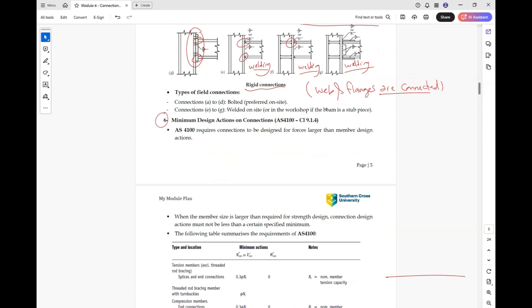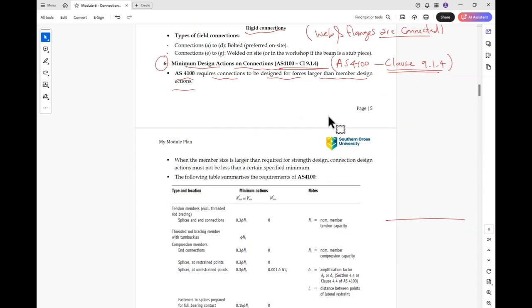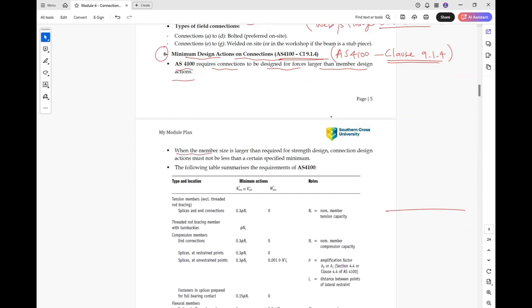Okay, so the next is the design action of the connection according to the standard. So the standard AS4100 clause 9.1.4 for the connection. You can find the connection design in section 9. AS4100 requires the connection to be designed for forces larger than the member design action. When the member size is larger than required by the strength design, the connection design action must not be less than certain specified minimums.